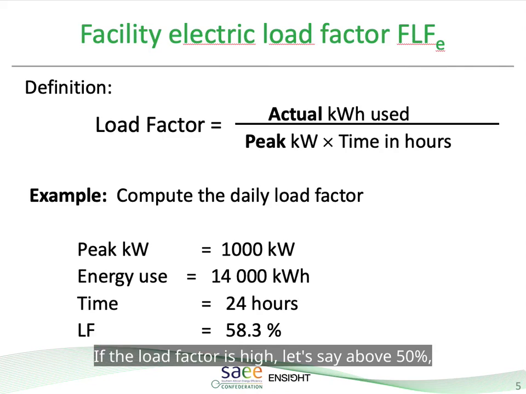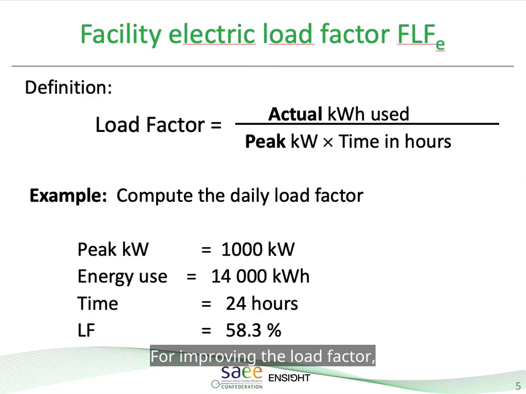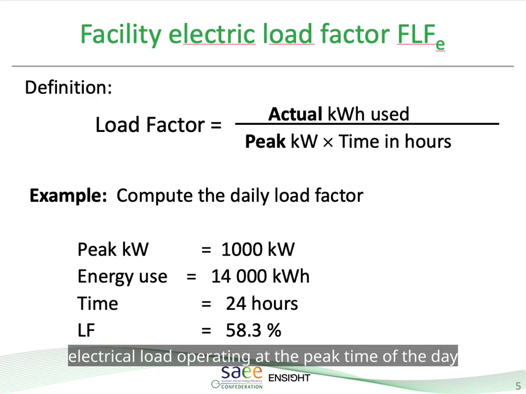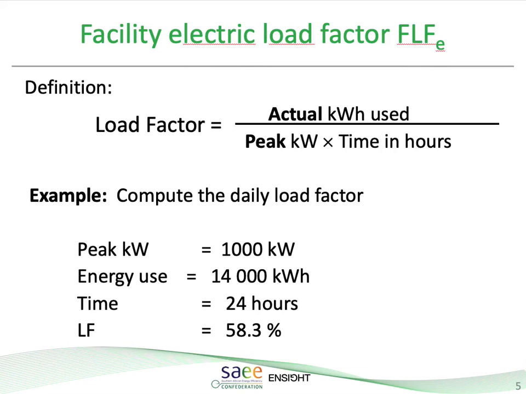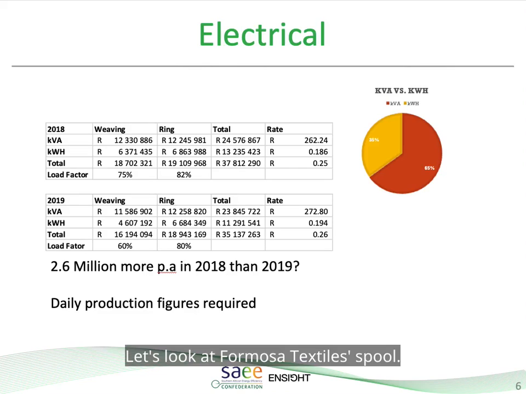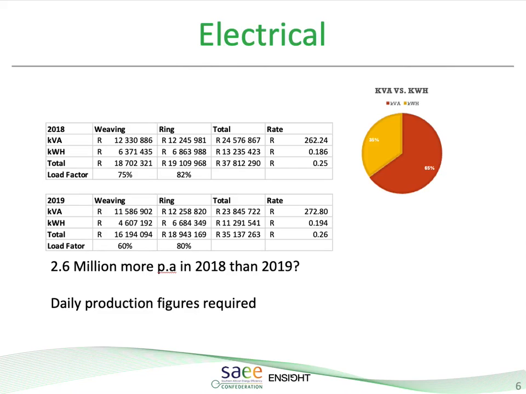If the load factor is high, let's say above 50%, it shows that the power usage is relatively constant. If it's low, in other words below 50%, it means a high demand is set. For improving the load factor, electrical load operating at the peak time of the day should be shifted to non-peak times. Let's look at Formosa Textiles bill.